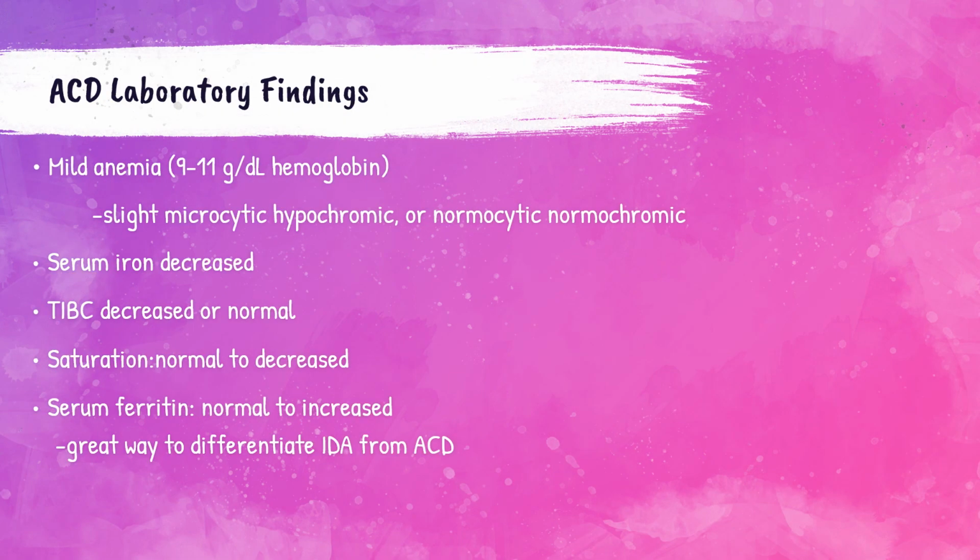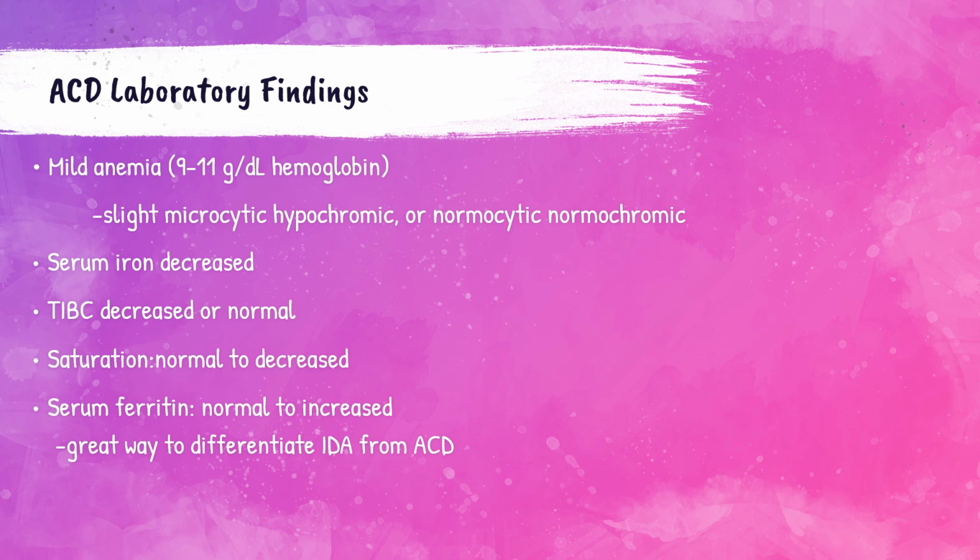Patients with anemia of chronic disease have a mild anemia, so around 9 to 11 grams per deciliter hemoglobin level. Normal hemoglobin levels for men are 14 to 17.4 grams per deciliter, and for women 12 to 16 grams per deciliter, just as a reference. So mild anemia is going to be 9 to 11 grams per deciliter.